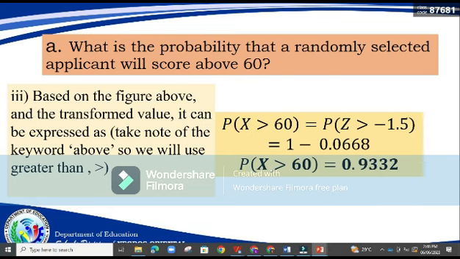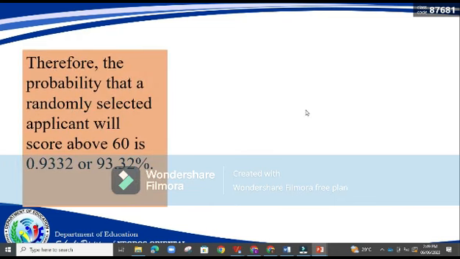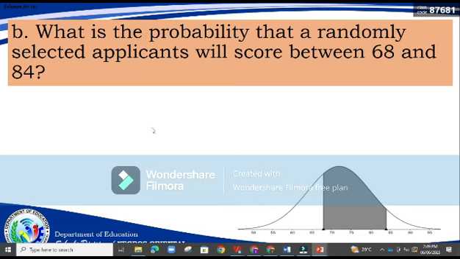Then the probability when x is greater than 60 is equal to 0.9332. Therefore, the probability that a randomly selected applicant will score above 60 is 0.9332 or 93.32%. So this is now the answer, and this is now the shaded part. I hope that you were able to follow the steps. It is just simple. Now let us proceed to the solution for letter B.